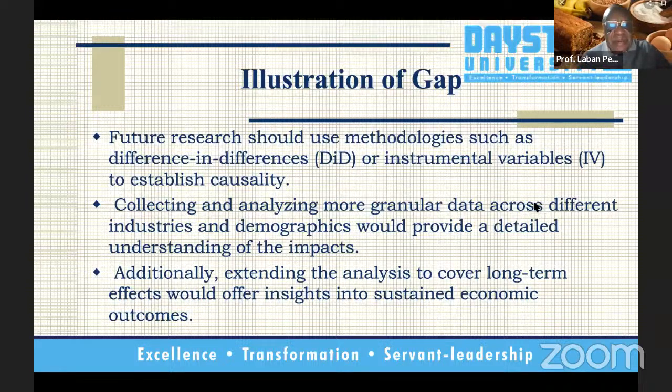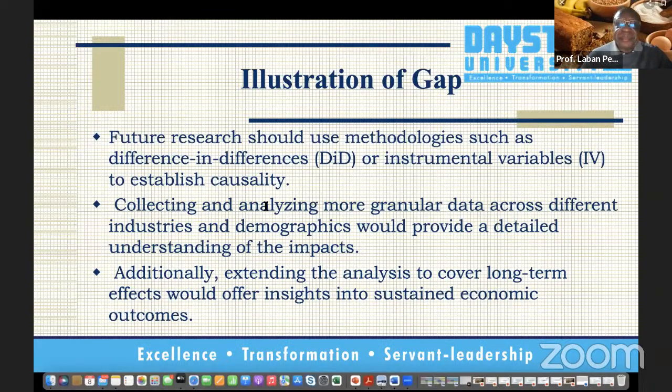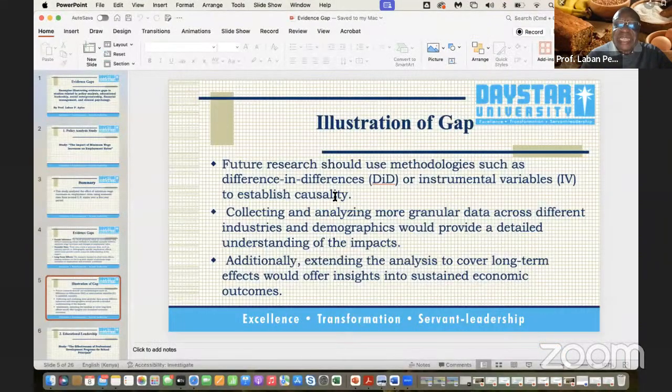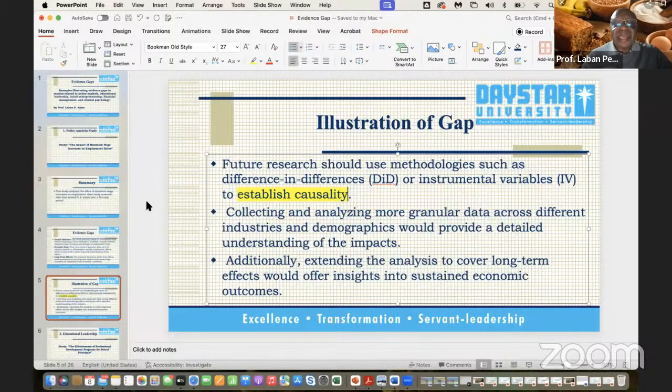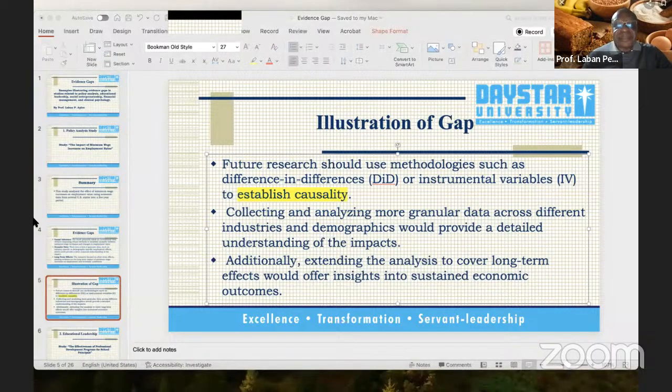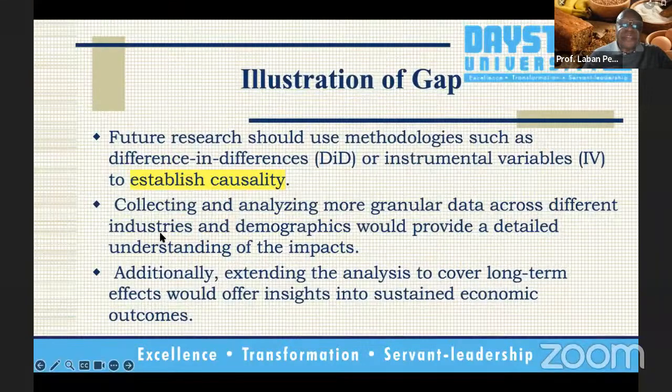And most students have a problem establishing causality. Most of us assume that a correlation is a causal relationship. No, it isn't. So that will require more vigorous engagement with statistics. Collecting and analyzing more granular data across different industries and demographics would provide a detailed understanding of the impacts.